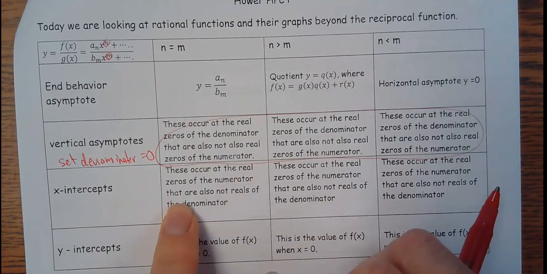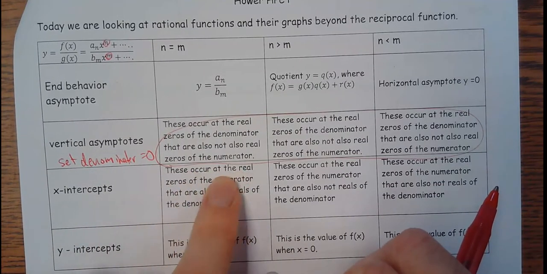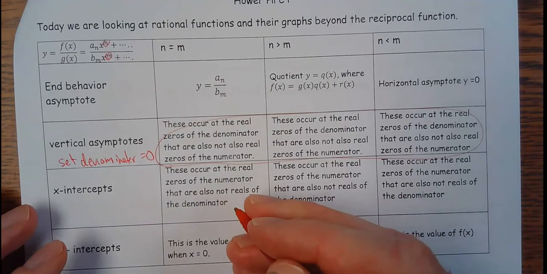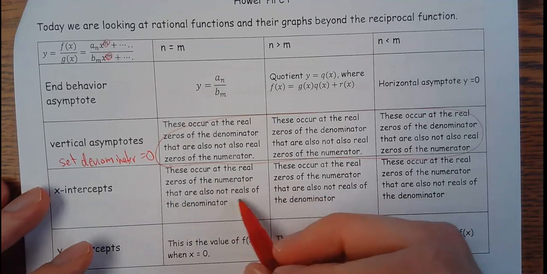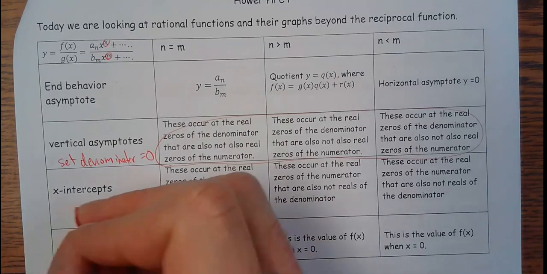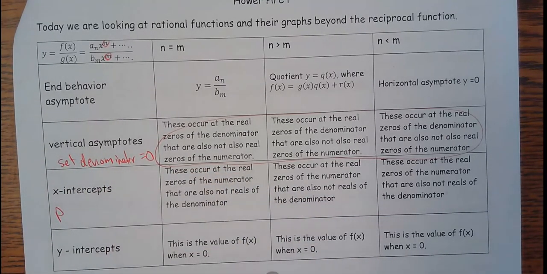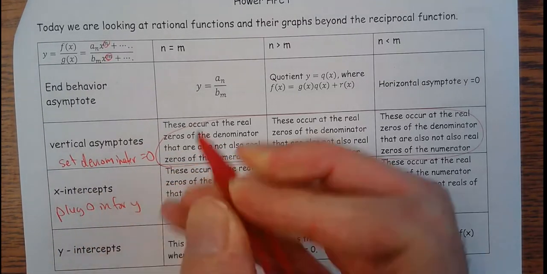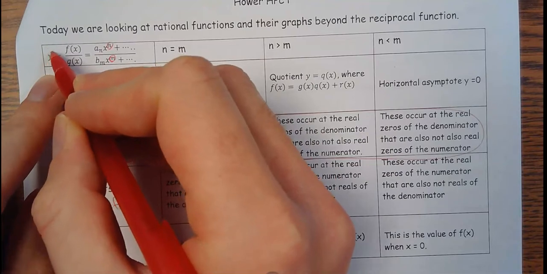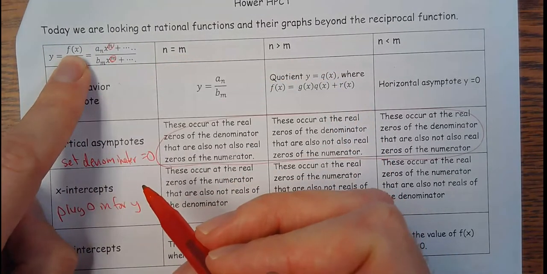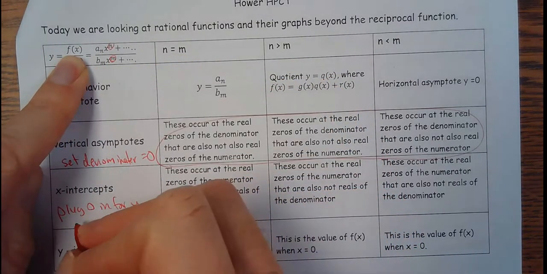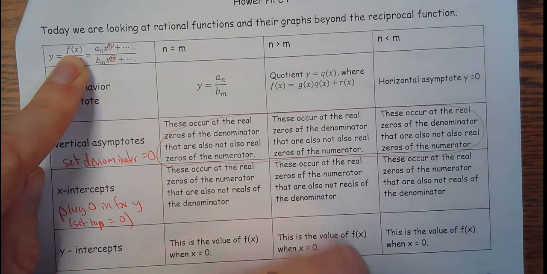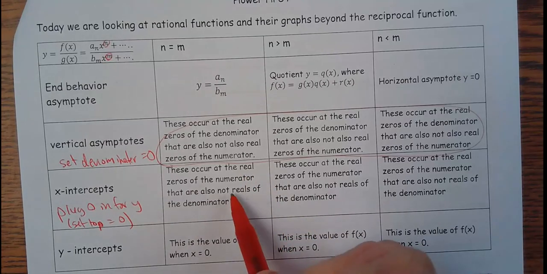If I want to find the x-intercepts, well, these occur at the real zeros of the numerator. So the top, I want to figure out what makes the top equal 0. Okay, so if I plug 0 in for y, the only way for this entire function to equal 0 is if the top equals 0. So you're basically setting the top equal to 0.